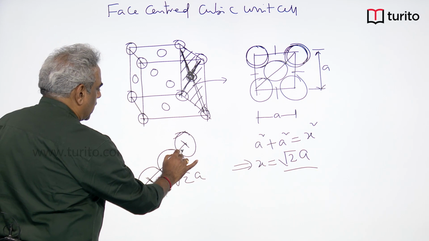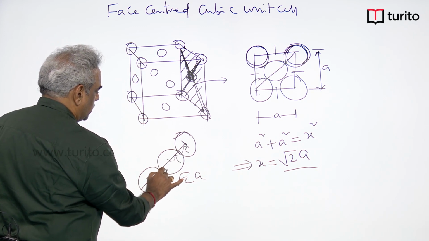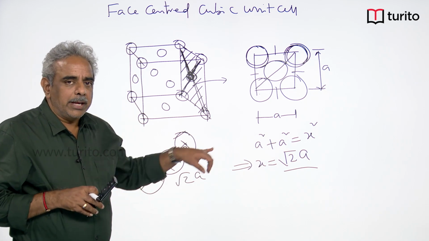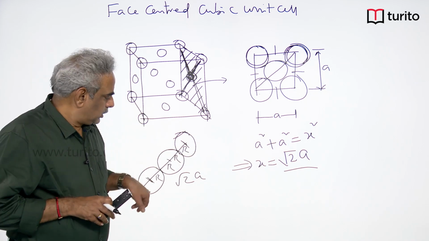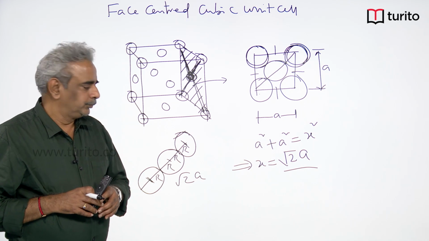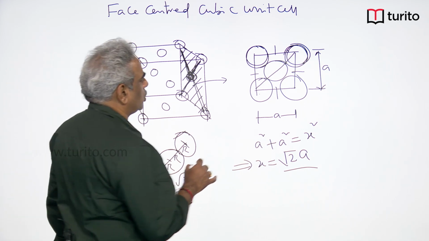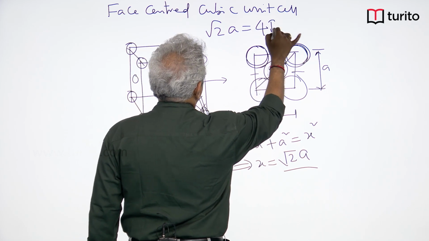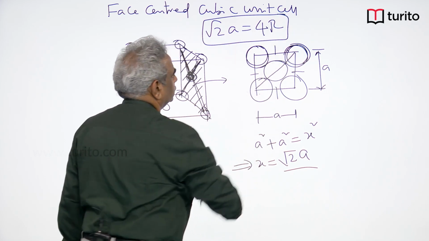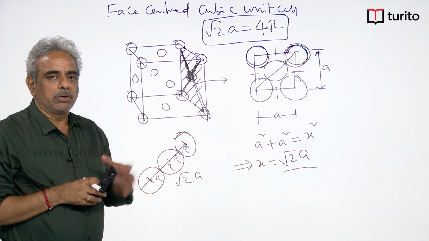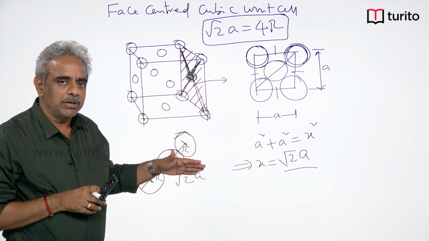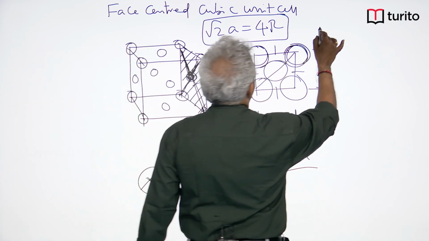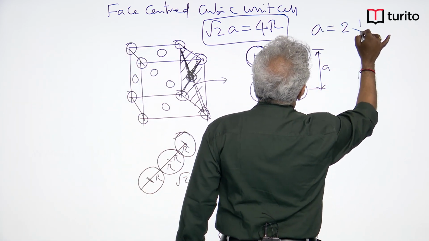This is covering R, R, R and R. There are 4 radii of the spheres covering the face diagonal. So what can you conclude? Root 2a is equal to 4r. Face diagonal covers 4 radii. Therefore, a is equal to 2 root 2r.